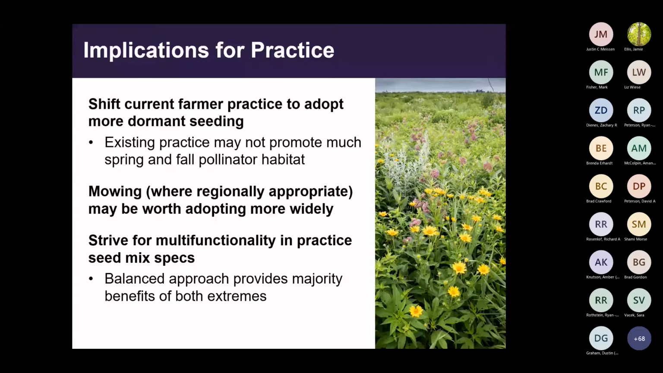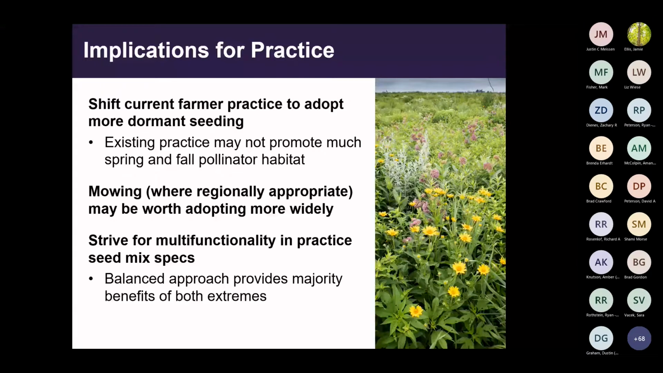Okay, so what can we take away from this study? One takeaway, I think, is that something well established in the ecological restoration practice and the literature, that dormant seeding generally produces the best results, does work well when applied to CRP plantings in ag landscapes.